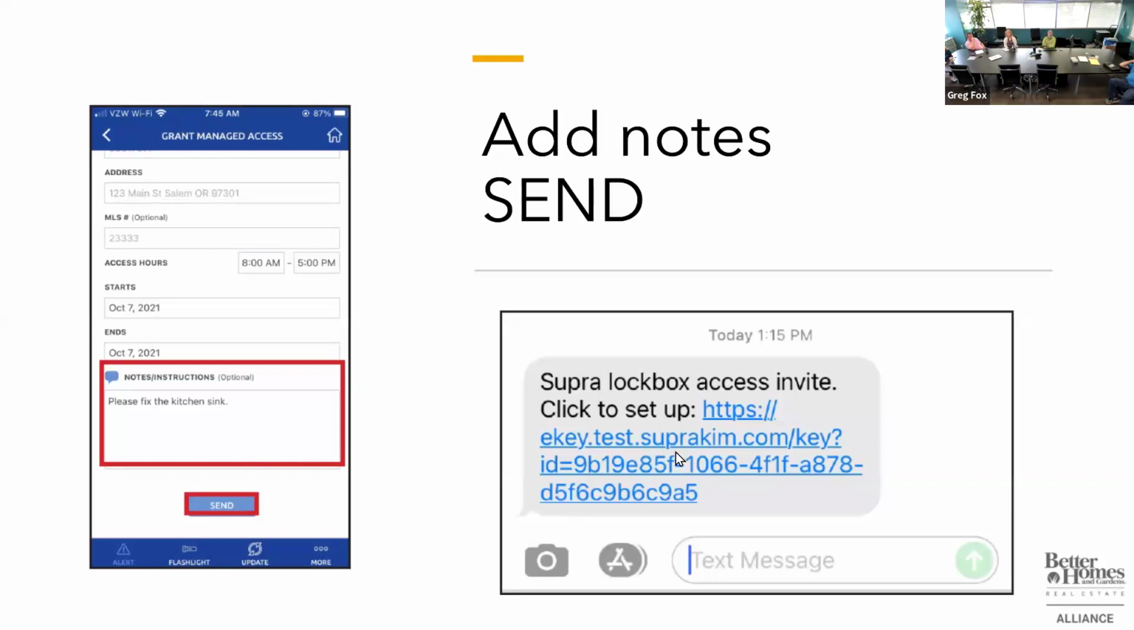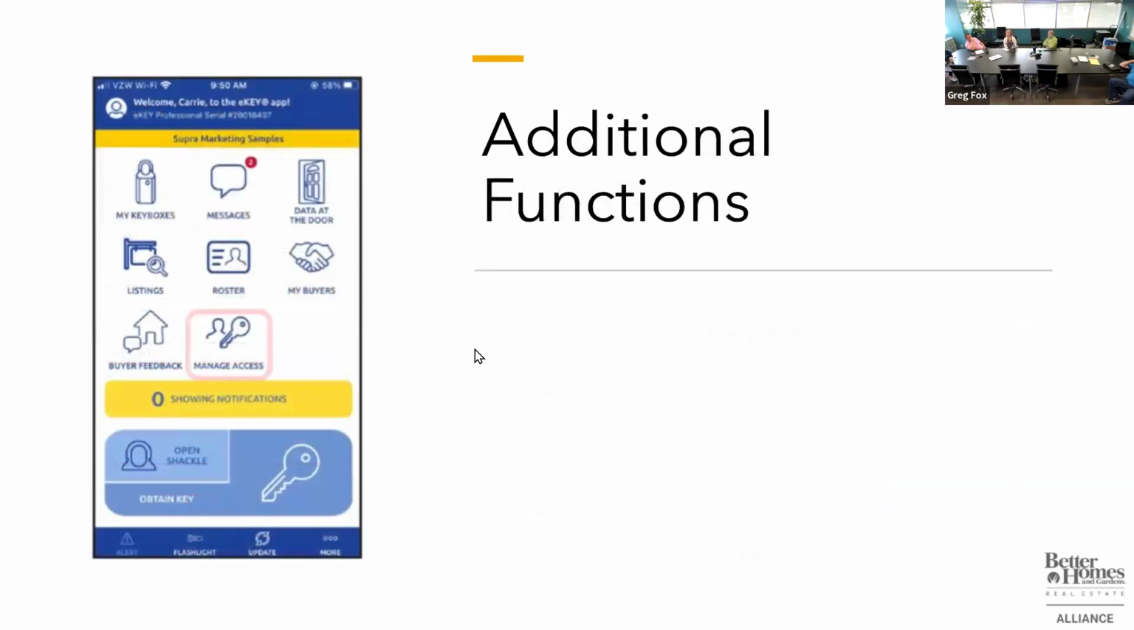Any questions about that? Does the CVS code still work? Yes. What about lockboxes that agents individually own, apart from the company? This will still work for them as well. Okay? This is a good thing.